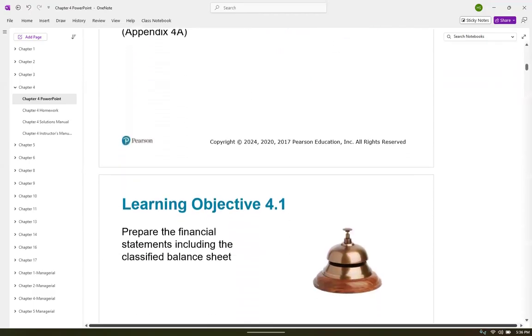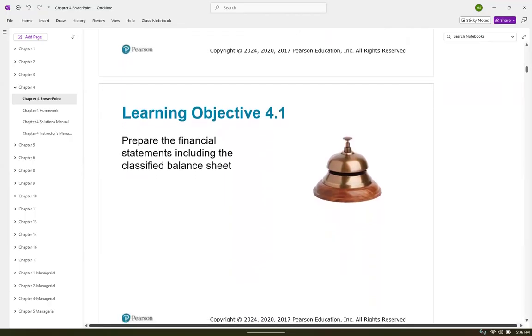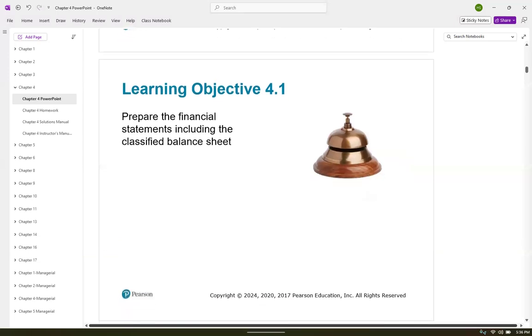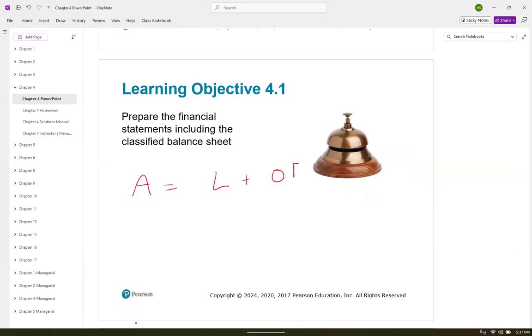So let's get started. First thing we're looking at is to prepare the financial statements, including a classified balance sheet. So before we get into classified balance sheet, let me write the accounting equation down really quick. And you should know that at this point. If you don't, you probably need to study a little bit more.